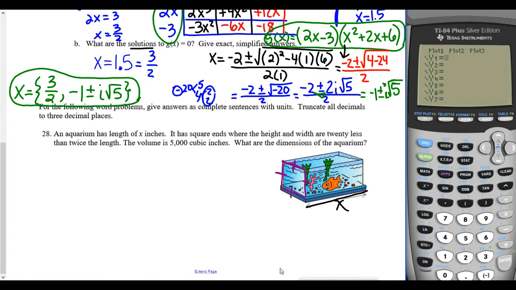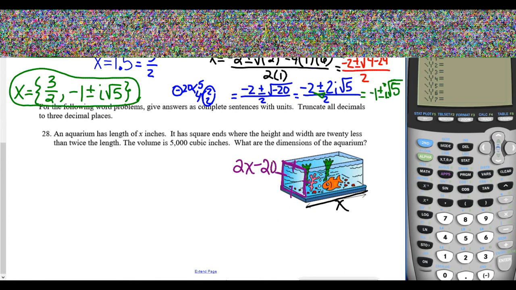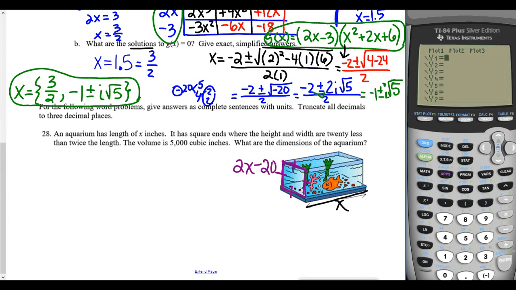It says where the height and width are 20 less than twice the length. So I'm going to have to take twice the length, which was x, and subtract 20 from it. And that's how long each of these 4 sides is. It says the volume is 5,000 cubic inches, and what are the dimensions of the aquarium?